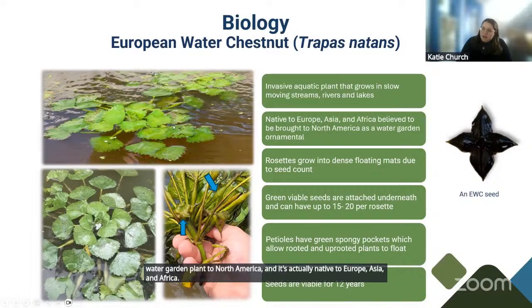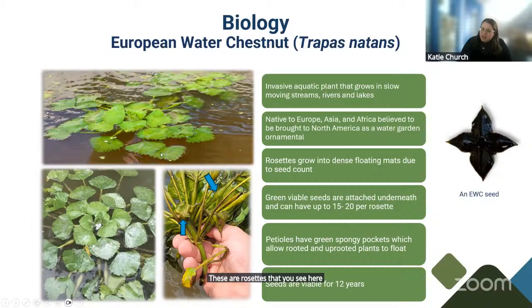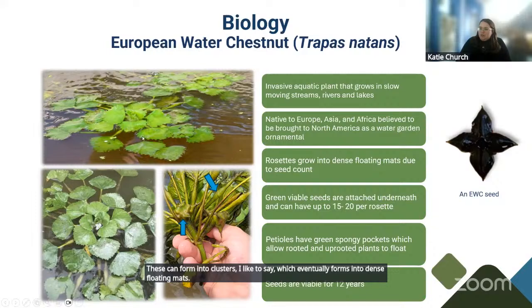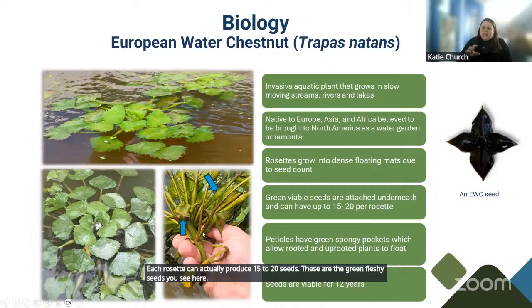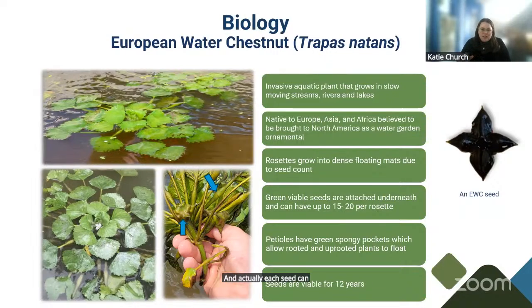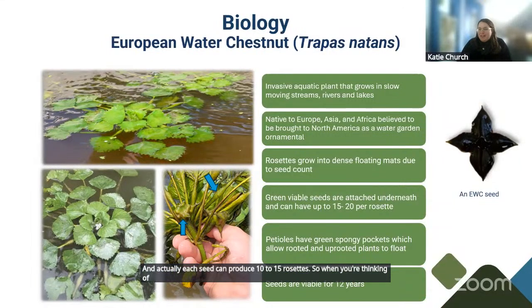These are rosettes that you see here. These are single rosettes. These can form into clusters, I like to say, which eventually forms into dense floating mats. Each rosette can actually produce 15 to 20 seeds. These are the green fleshy seeds you see here. And actually each seed can produce 10 to 15 rosettes. So when you're thinking of long-term, just leaving it, the impacts that this can have and the growth and population size can be quite a bit.